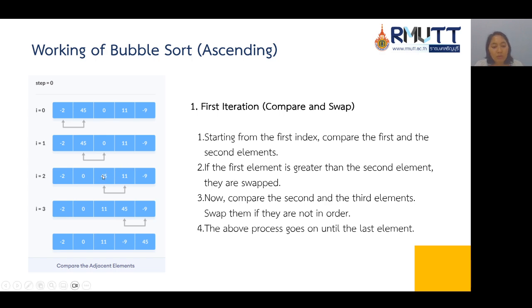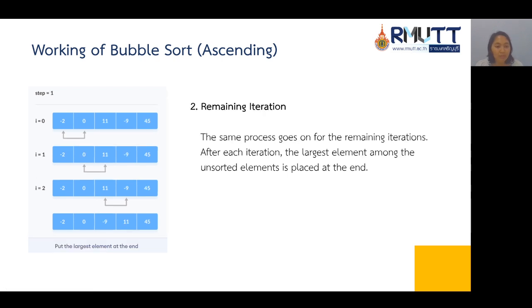So continue again until the last element, and then after that the second iteration, and the same process goes on for the remaining iterations. After each iteration, the largest element among the unsorted elements is placed at the end.